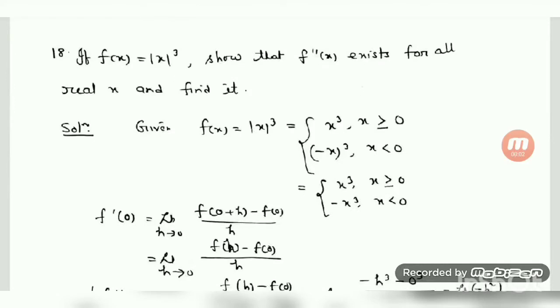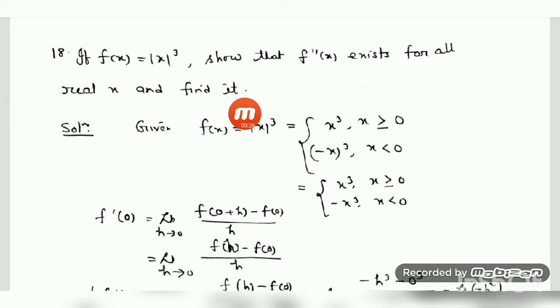Hello student, today let us start from question number 18 of miscellaneous chapter 5, because we have done the previous question in the last video. So question number 18 is f(x) equal to x cube, modulus of x cube. Show that f double dash x exists for all real x and find it.